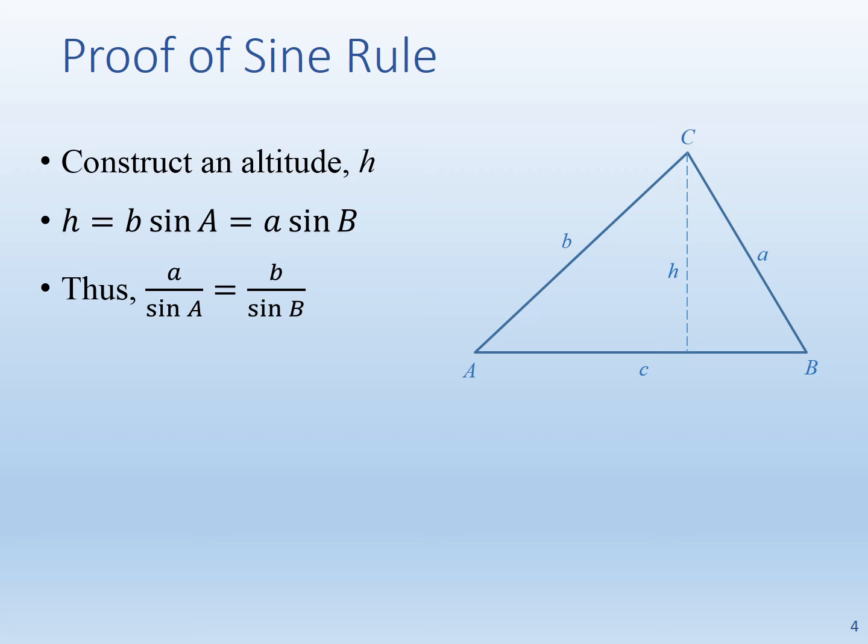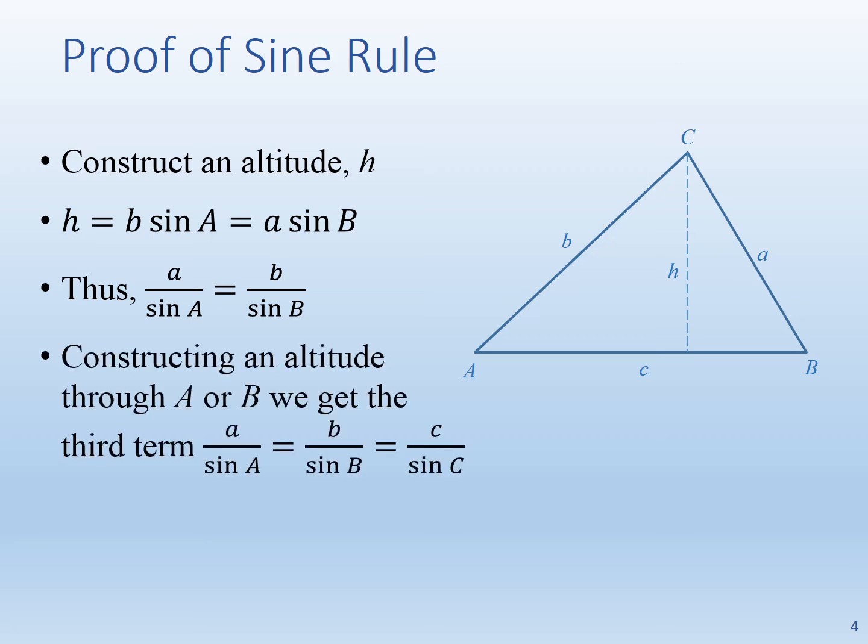And that is, of course, the sine rule, and we can extend that by doing similar constructions with altitudes from A and another altitude from B, and then we'll get the relationship that will include C as well.